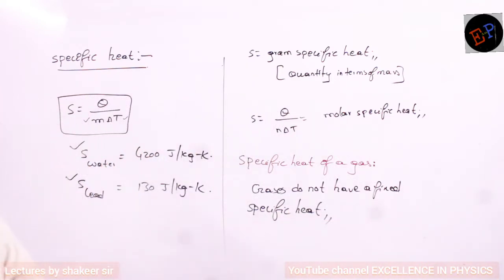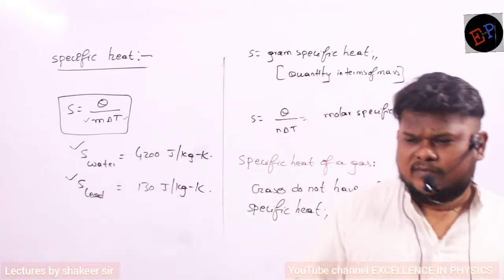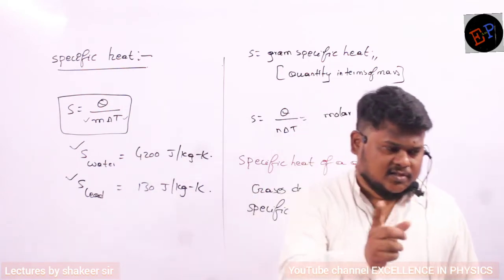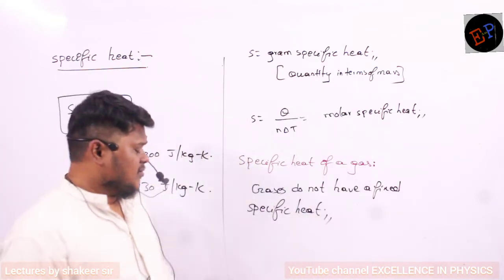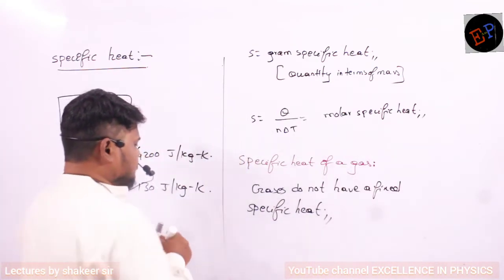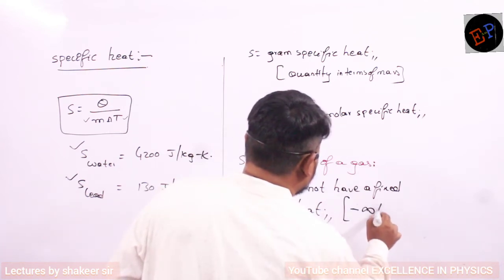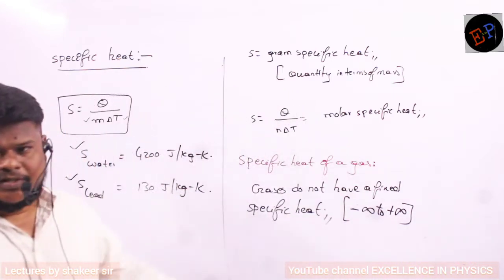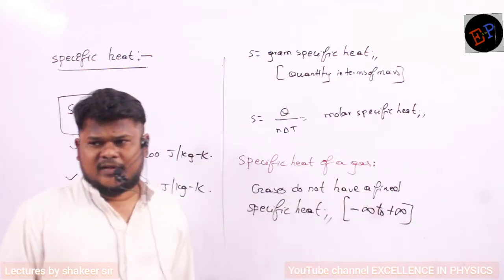What is the meaning of this? For example, if you take water in liquid form, we know the specific heat of water is 4,200, a fixed value. But gases do not have a fixed value. Their S value can range from minus infinity to plus infinity. Their specific heats can range from minus infinity to plus infinity. Are you able to understand what we are writing? S values can range from minus infinity to plus infinity also.